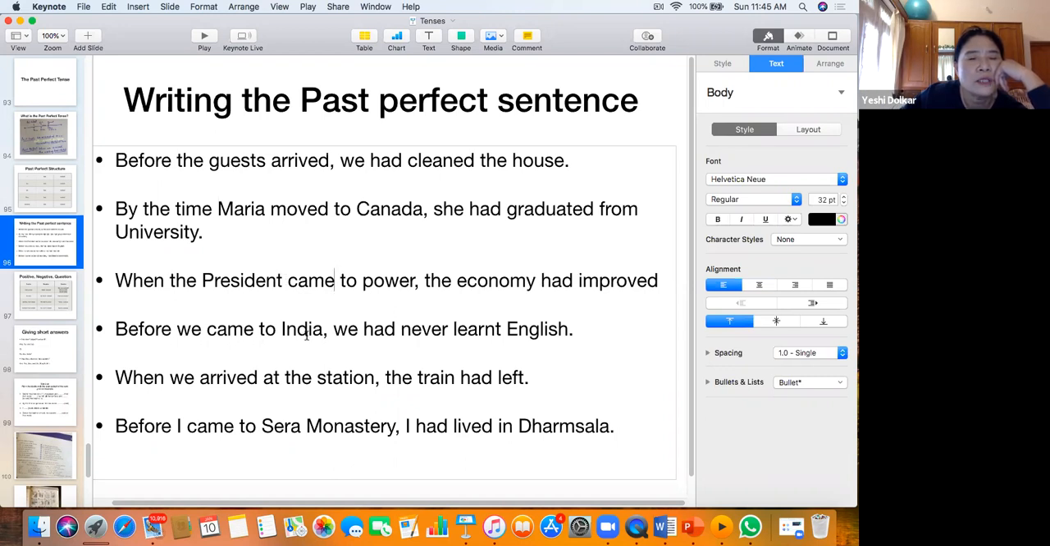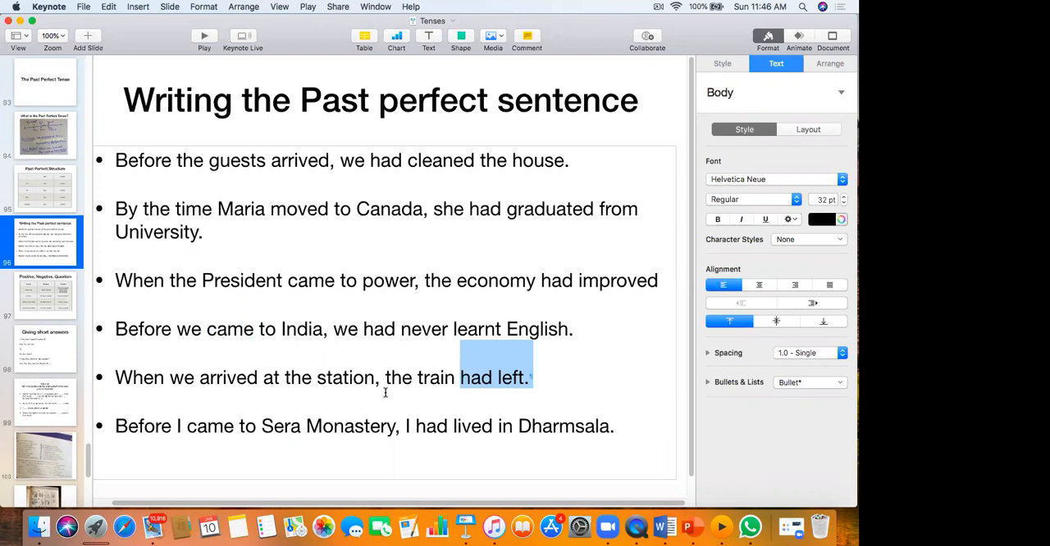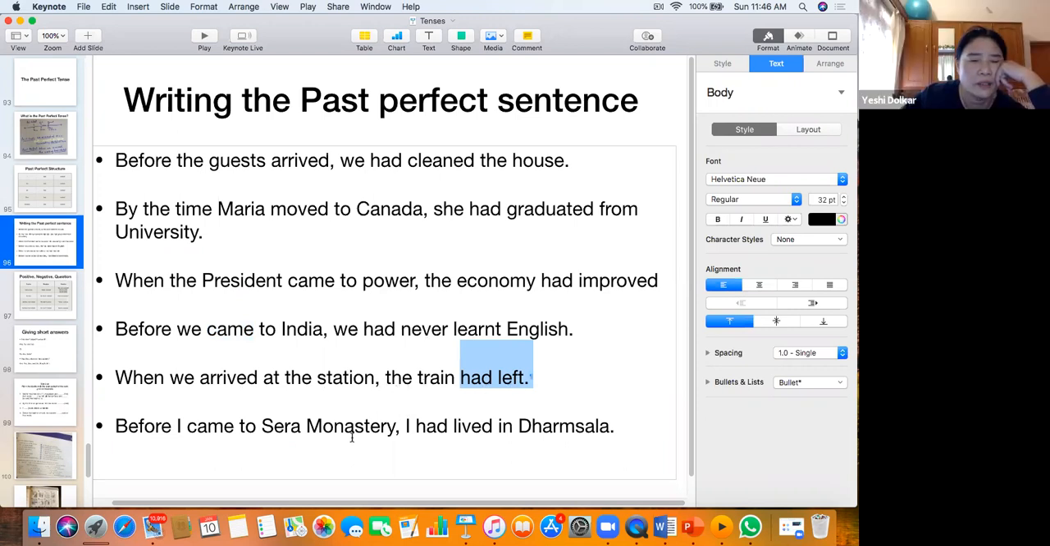Okay, before we came to India, we had never learned English. We had never learned English. All right, before we came to India, came is past simple, had never learned is past perfect. Okay, when we arrived at the station, the train had left. Right. So had left. Before I came to Sarah Monastery, I had lived in Dharamsala. Right? They had lived. Okay. All right.